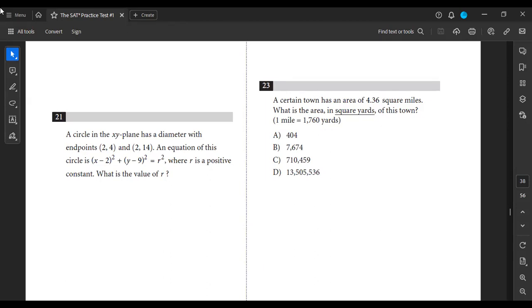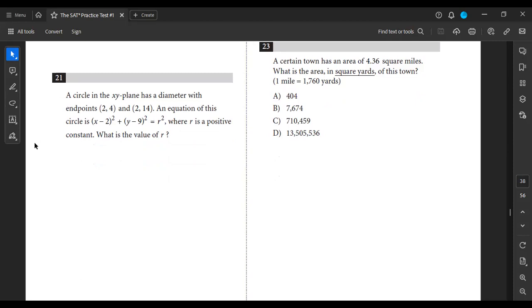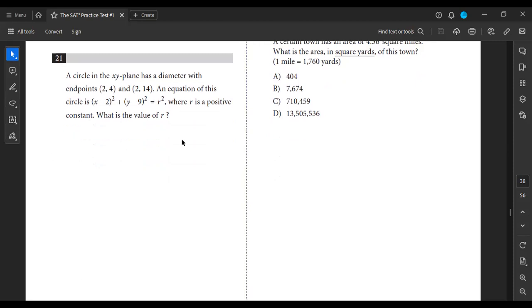I'm seeing so many ways in which you can solve this. Does anyone want to go ahead, or does anyone want to say something, or I can go ahead? All right, I'll go ahead. We've been told the diameter endpoints are (2, 4) and (2, 14).